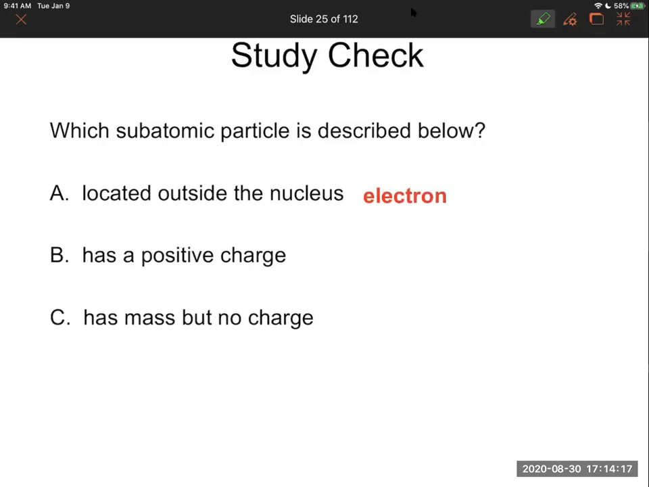Located outside the nucleus are the electrons, which have a negative charge. The proton has a positive charge, and the neutron has mass but no charge.